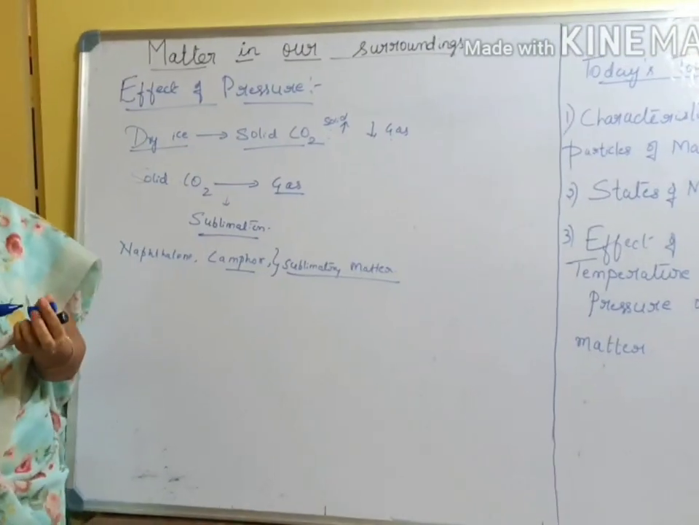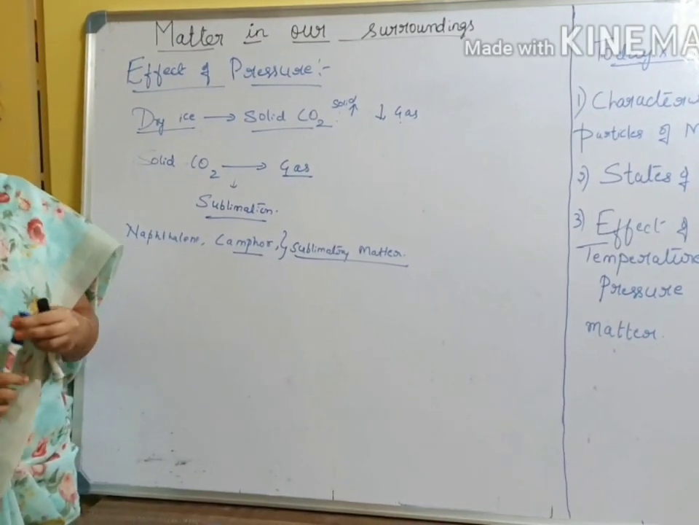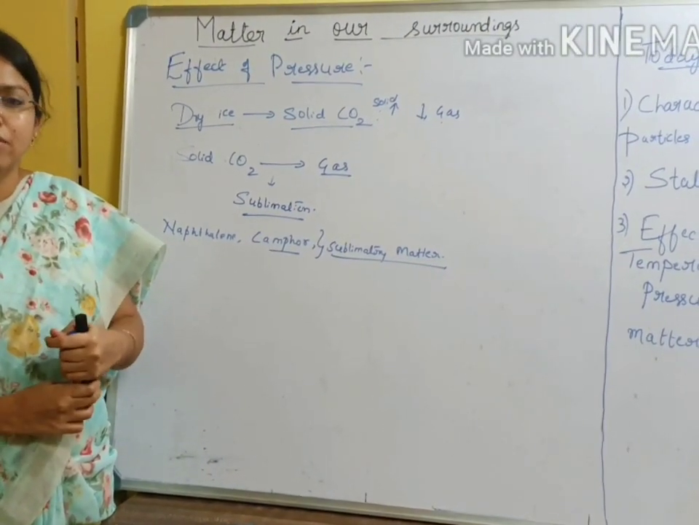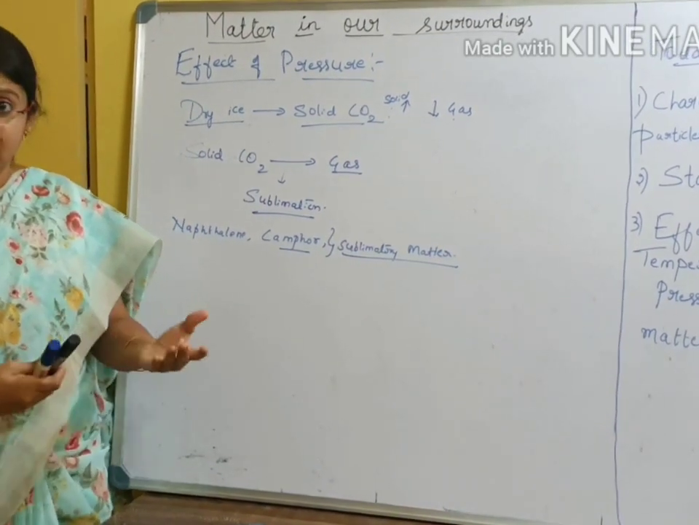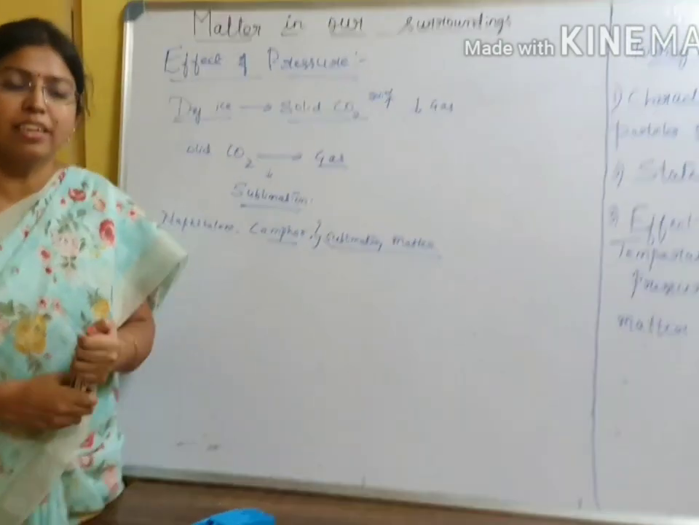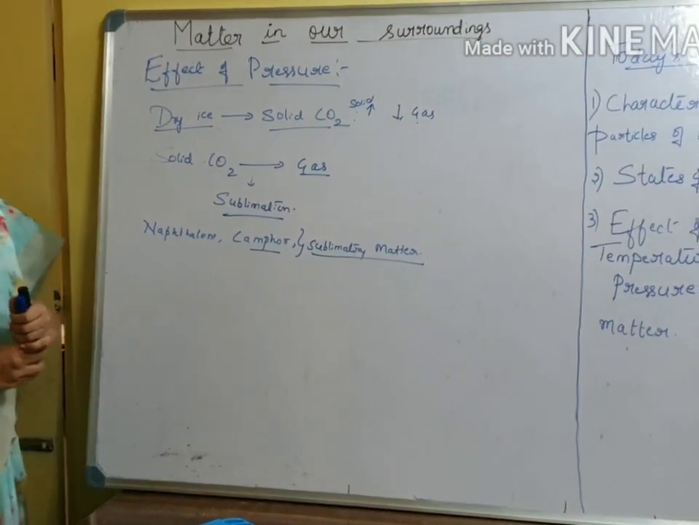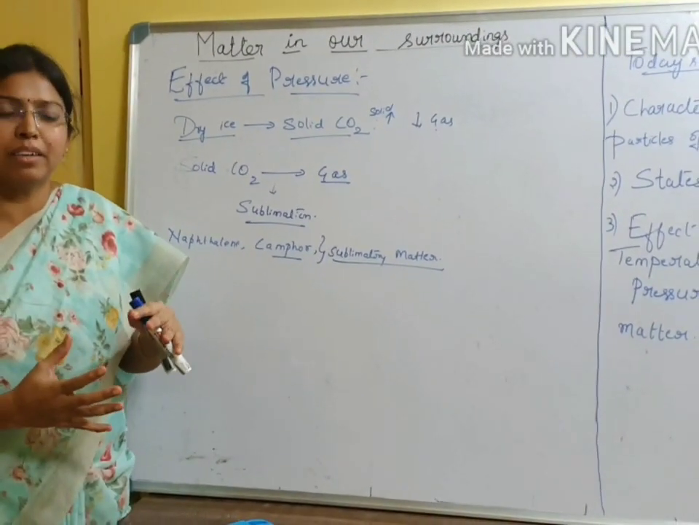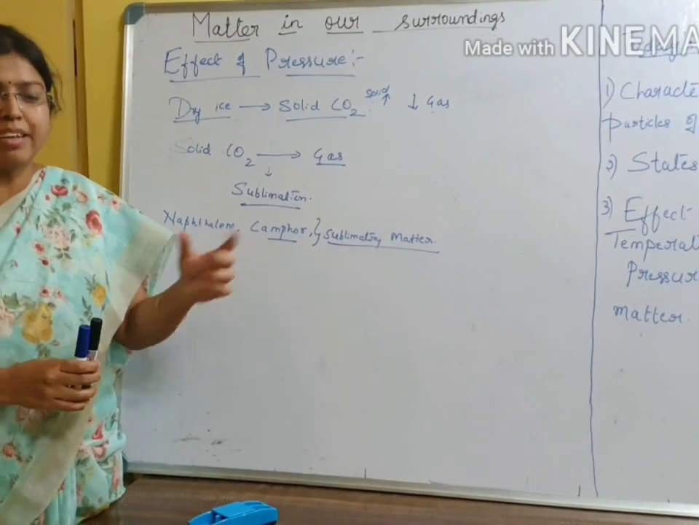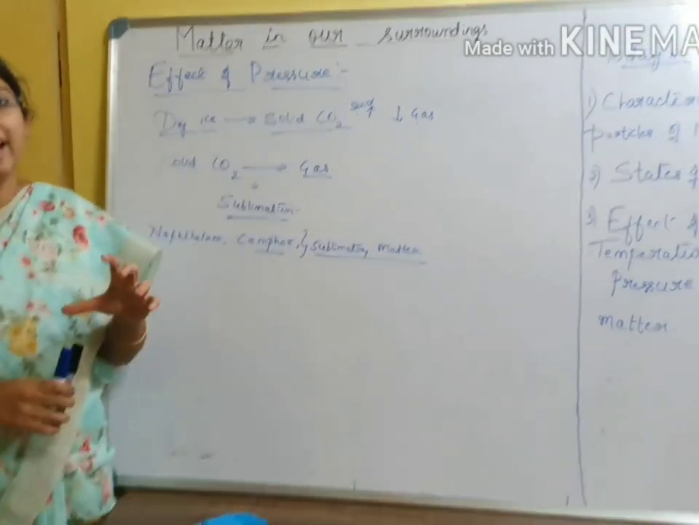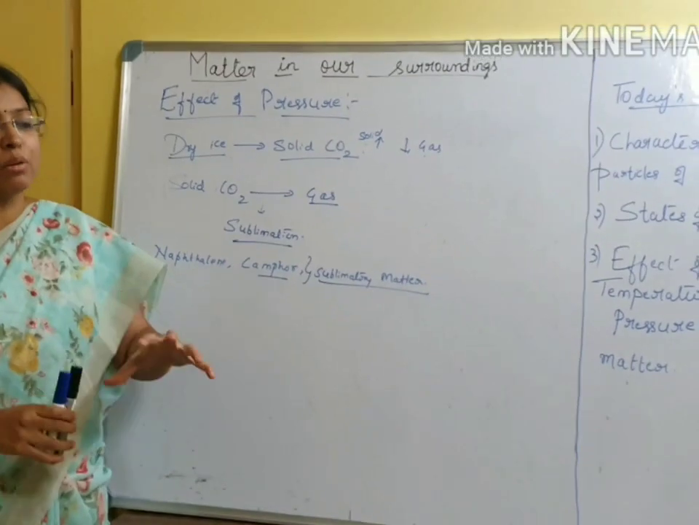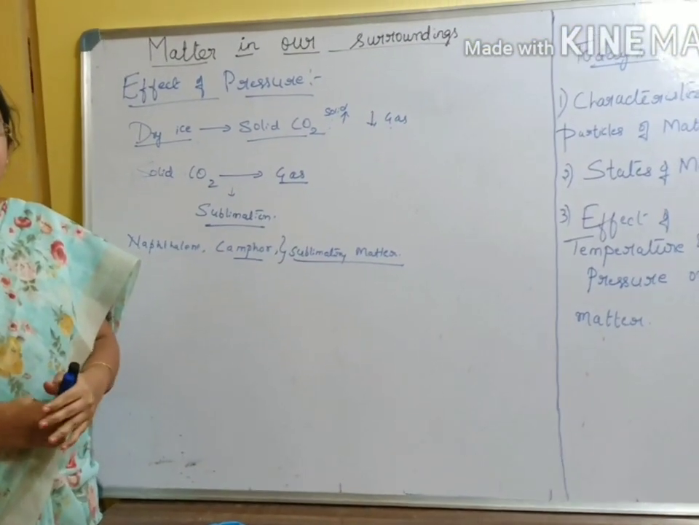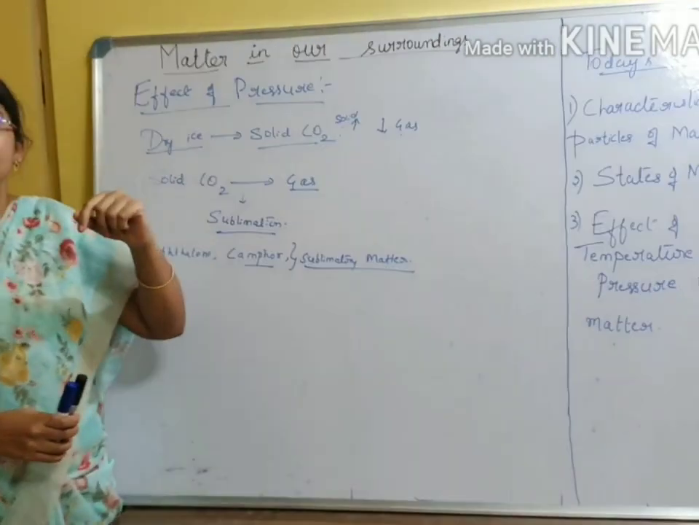There is one more example where we can see the effect of pressure. Our LPG cylinders, liquefied petroleum gas, what happens in those cylinders? We use them for cooking, right? So what happens in those cylinders? At high pressure, butane is stored as liquid. Once we reduce the pressure, when we release the pressure, this liquid is converted to gas. Here, it is not a sublimation process, but it is the effect of pressure.